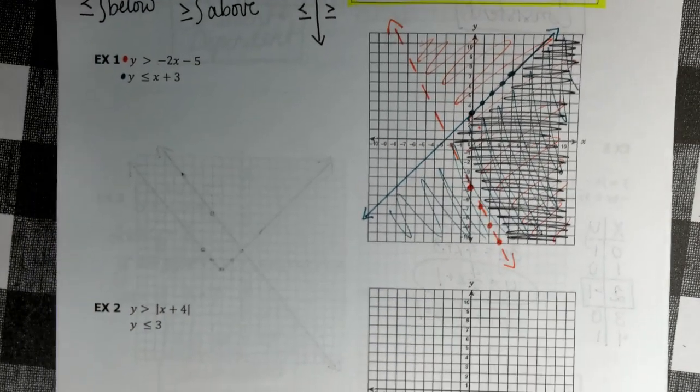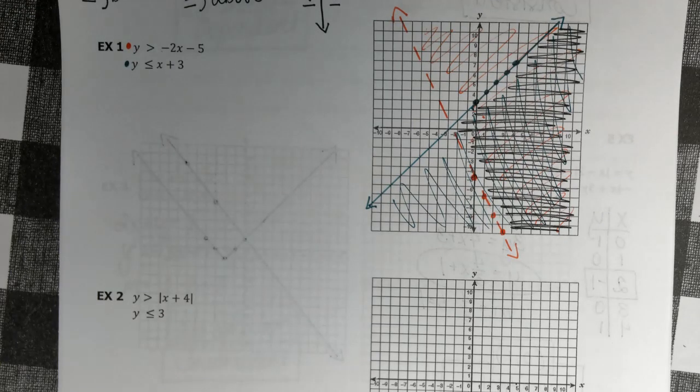So when I'm grading, I'm going to be looking at, did you graph your line correctly, for one? Did you do dash versus solid correctly? And then did you shade correctly? Because there's nothing to write down.